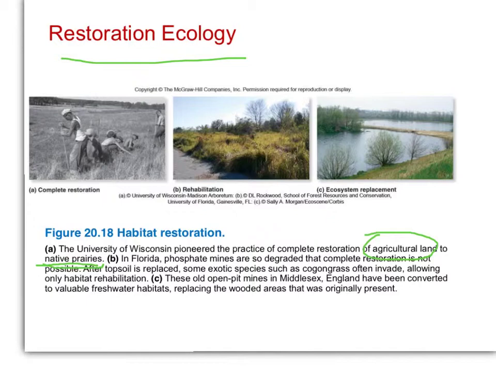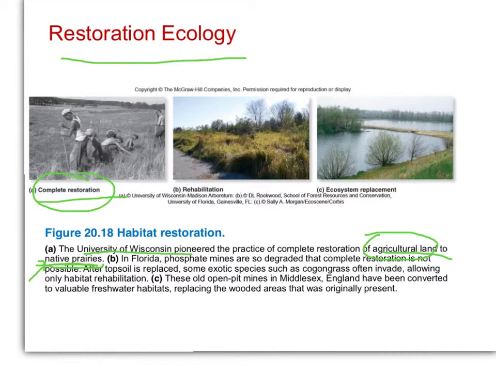And restoring some of these agricultural lands, especially some of the land that was abandoned anyway, to try to get them to go back to native prairies and have the right combination of prairie grasses so that they somewhat resemble what the prairies were like in the past has been remarkably successful for many of these projects. And this talks about the University of Wisconsin being pioneers in this practice of prairie restoration.